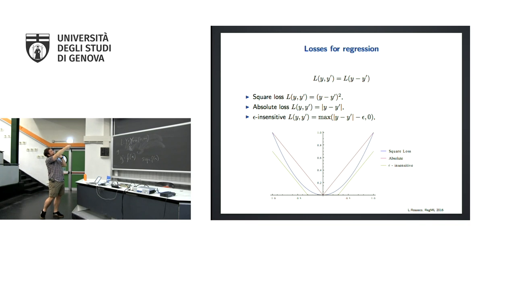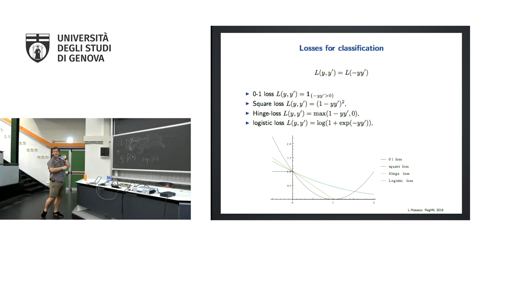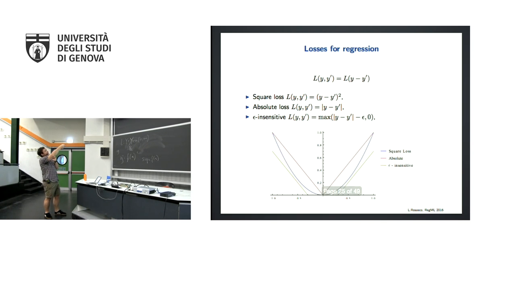So this one here is y minus y prime. This one here is this argument here. Okay, and you see that it makes sense here. Look at the square loss. This is just the parabola, shifted by one. If you look at this as if it was just x, this is just the parabola exactly in zero. Okay, good.